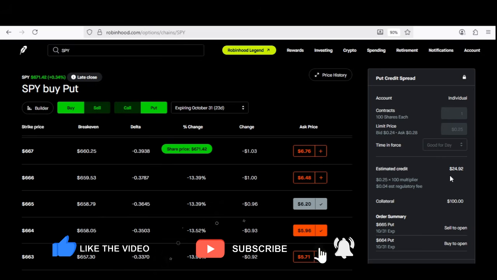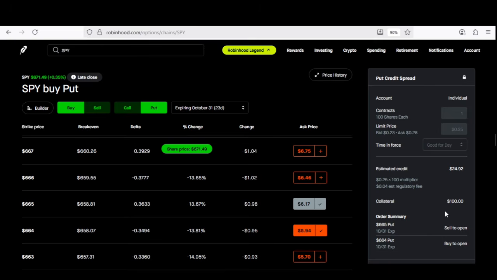Now, what I like to highlight is my ROI, or my return on investment. I am leaving $100 for collateral. So what percentage of money am I going to get back on that $100? Now, to get my ROI, I simply divide the amount of money I'm going to be receiving, which is the $25, by the amount of money I'm going to be leaving for collateral, which is $100, and that's going to give me a 25% return.